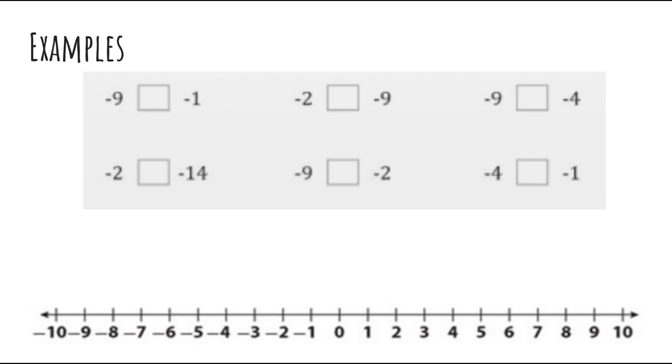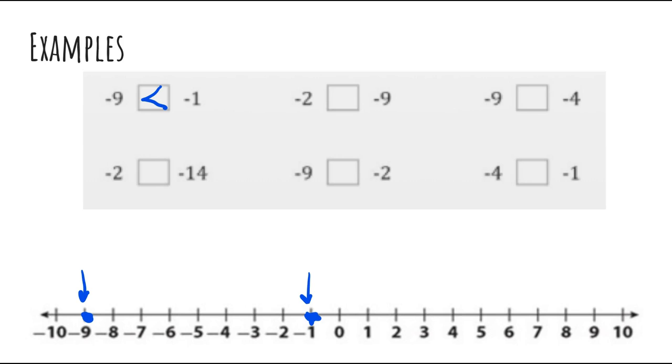So my first number is -9. My next number is -1. Remember, the further a number is to the left, the smaller it is. That means -9 is smaller than -1. So the open side goes to the bigger number when I write my inequality. So my closed side goes toward my -9. My open side should go towards -1.